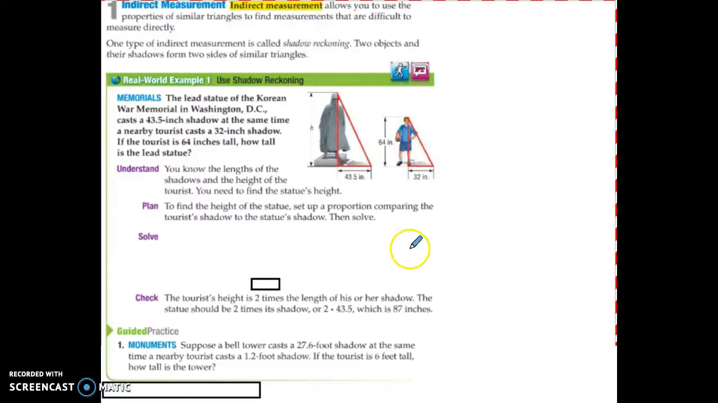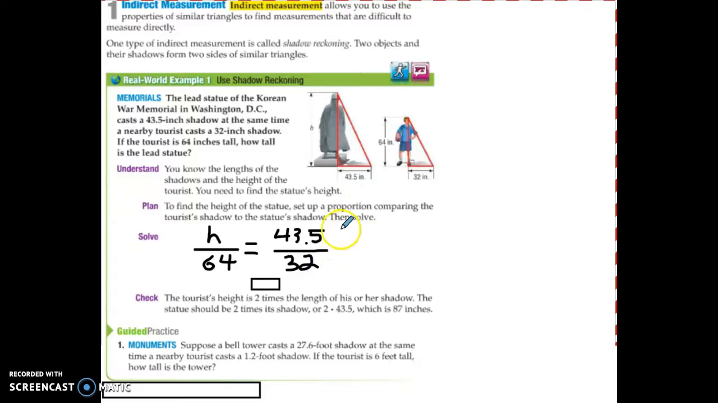So we've done proportions before. We pick the sides that match up. There are two ways I've seen students do this. I typically do the height over the height. Here's the height of the statue, here's the height of the person. So the height of the statue on top of the height of the person is proportional to the shadows, the shadow of the statue compared to the shadow of the person. I have to put the 43.5 on top because I chose the statue to be on top of this one. And that's 32.